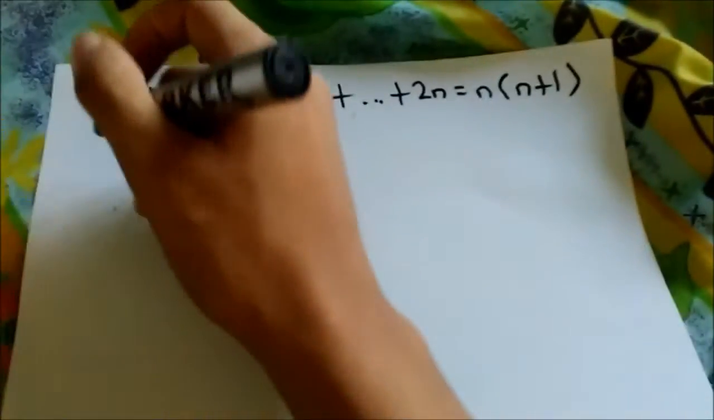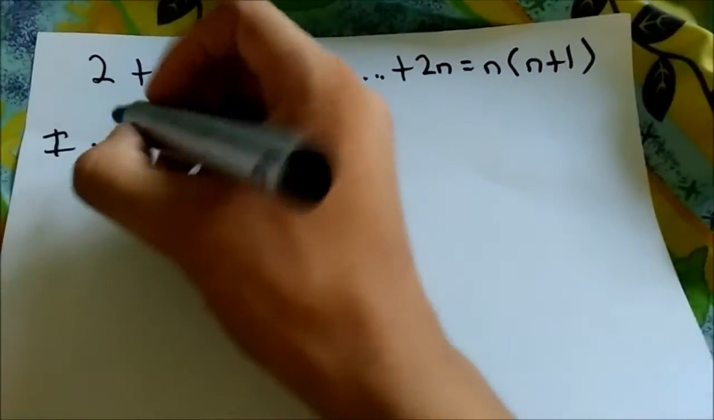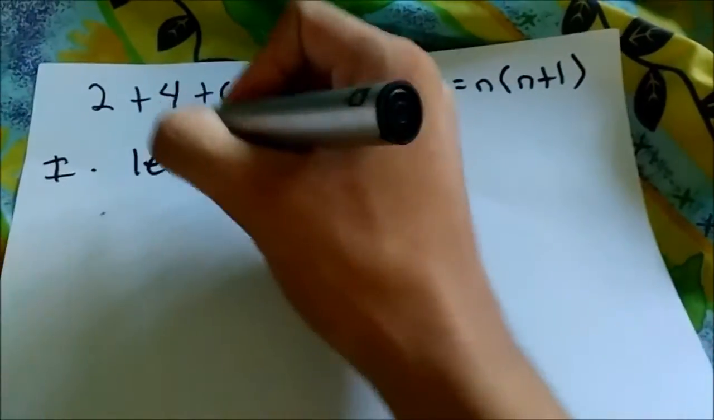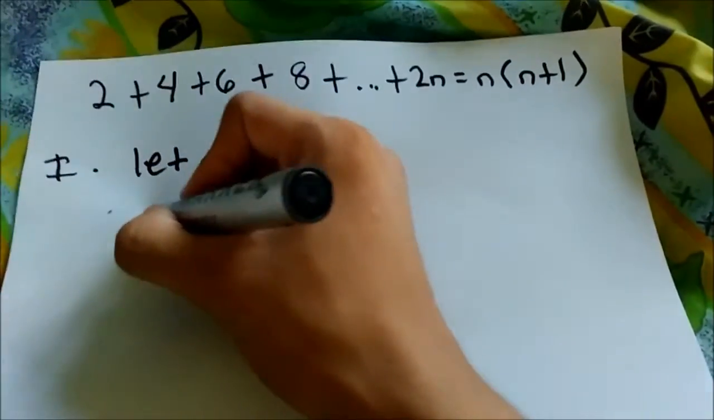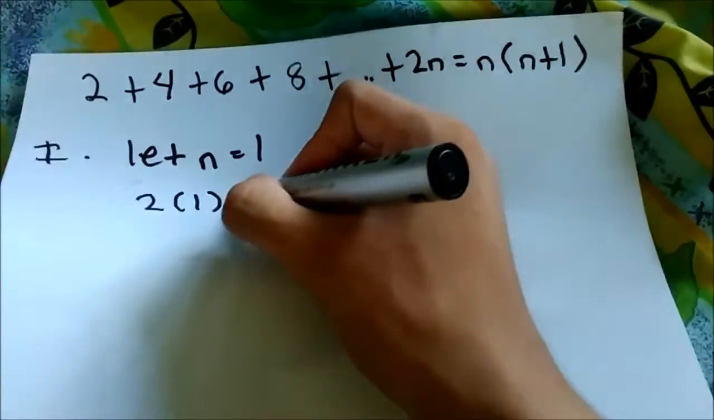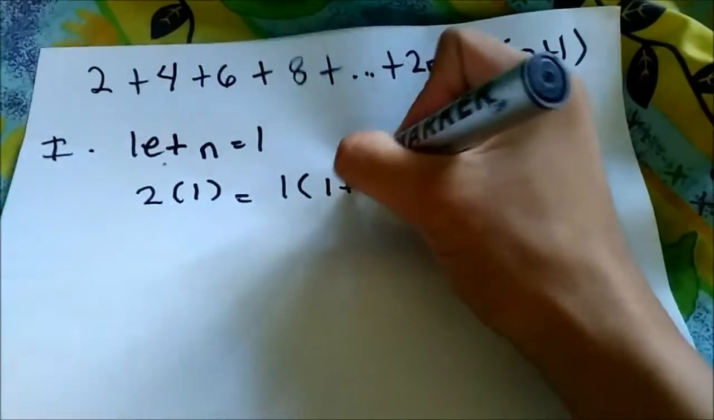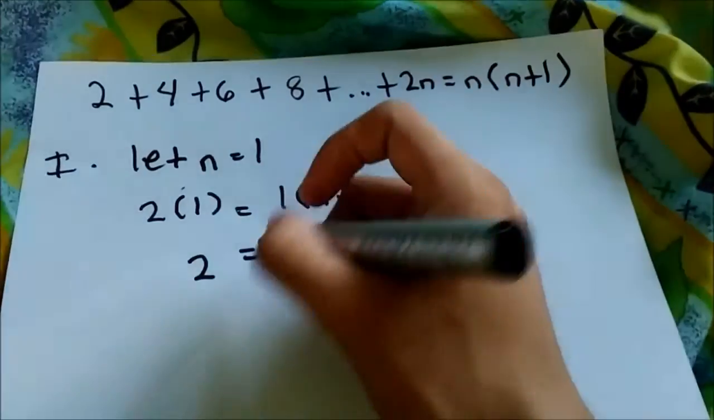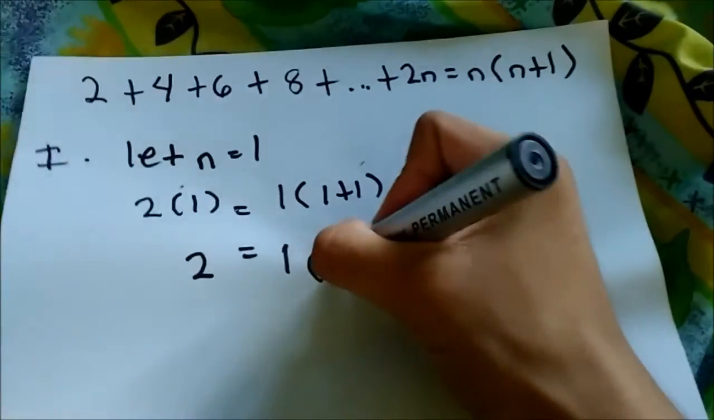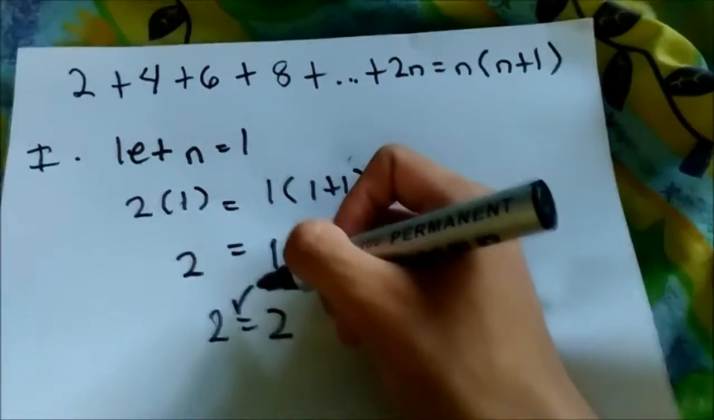Example number 2, you're gonna prove that the sum of the n terms of this series is equal to n times n plus 1. So first, verification. Let n is equal to 1. Replace n by 1. So it will be 2 times 1 is equal to 1 times the quantity 1 plus 1. 2 times 1 is equal to 2. Then 1 plus 1 is equal to 2. So 2 is equal to 2. So you verify it.